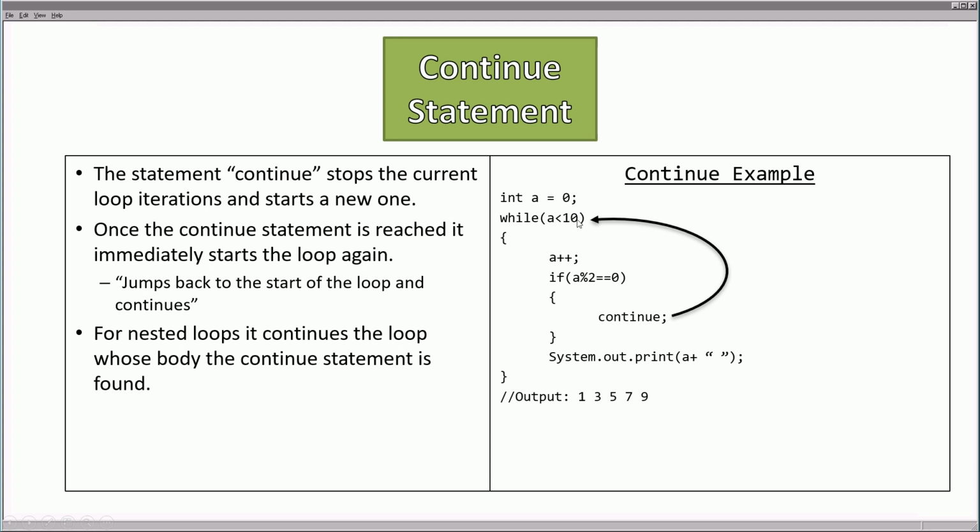1 is less than 10, a++, in other words, a becomes 2. 2 mod 2 has no remainder, so then we jump to this continue and then jump back to the start of this loop. 2 is less than 10. a++ now makes a 3. 3 mod 2 is equal to 1, so we ignore this and print it out. And this is why the output becomes 1, 3, 5, 7, and 9 before it stops here.